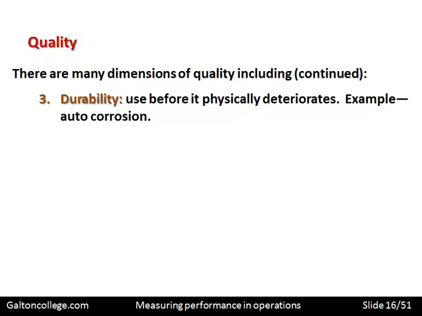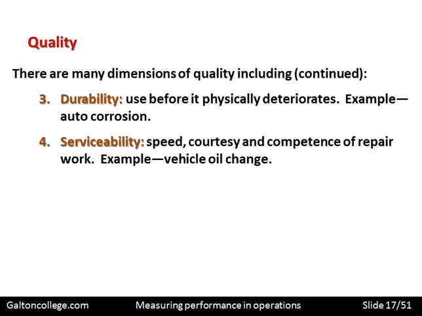For example, auto corrosion. Sometimes cars rust. The car is still good. The engine's good. The different parts of the engine are good, and the car is still working, except the bodywork is rusting. So its durability, its lifespan is questionable. If the car doesn't rust, the car could last for perhaps many more years. It would be more durable. So quality can be measured in terms of its durability. How long does the product last?